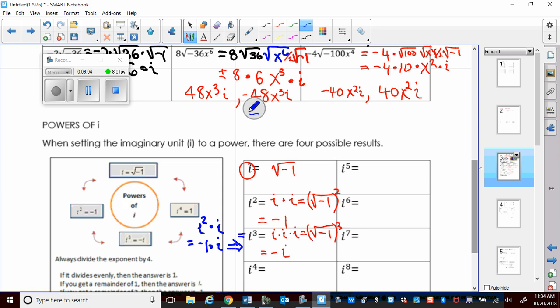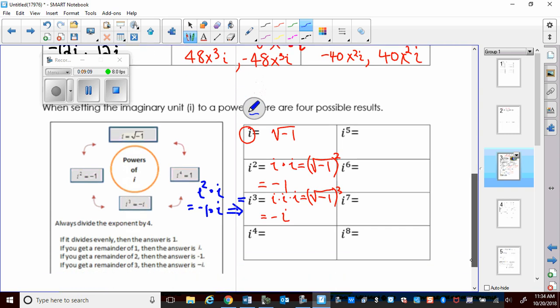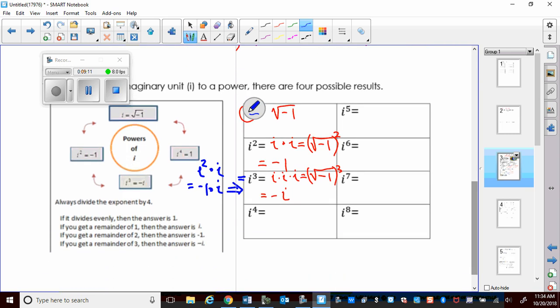So all I did was use the parts, and you're going to see how we can break these apart, and we can return one of the basic results here: square root of negative 1, negative 1, negative i, or 1. Each time we set the imaginary unit to a power. So i to the 4th equals i times i times i times i, or it equals 1.